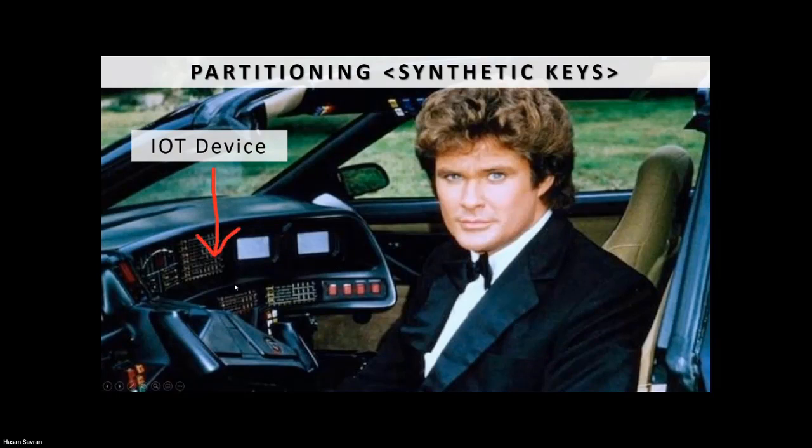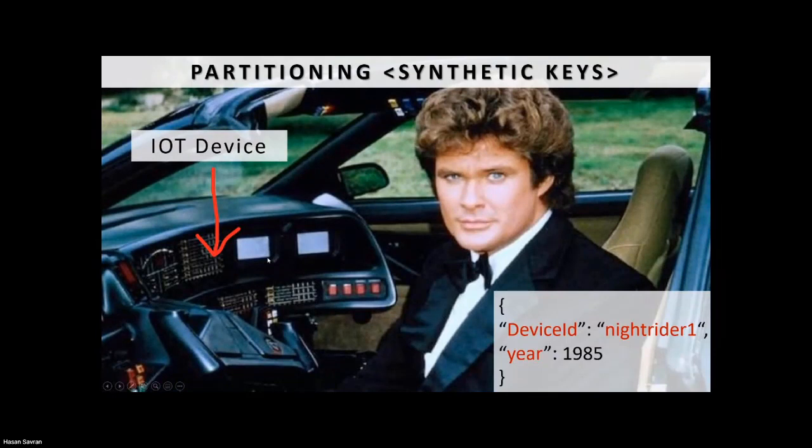So what happens when this IoT device is going to try to write data to Cosmos DB? What do we have here? Let's say this is our information from our IoT devices. The device ID is Knight Rider 1, and the year is 1985, and there is probably some data here about the status, or whatever it is trying to write to Cosmos DB, like oil level, whatever. So we cannot really use that data as a partition ID anyway.